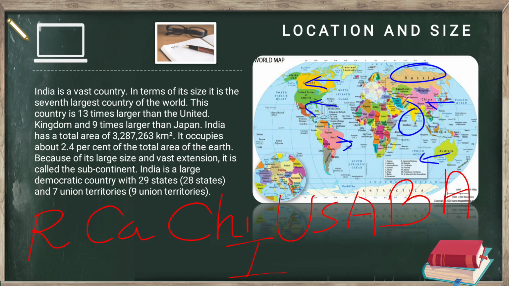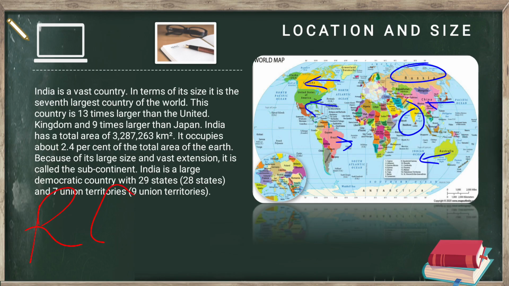So if you want to remember, we can use a mnemonic. Mnemonic means a short form of remembering all these names, making the long one short. So you know RCC building. So we have R, Russia, Canada, China, USA, Brazil, Australia, India. So RCC, you buy.